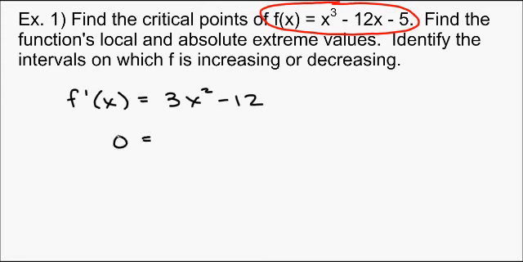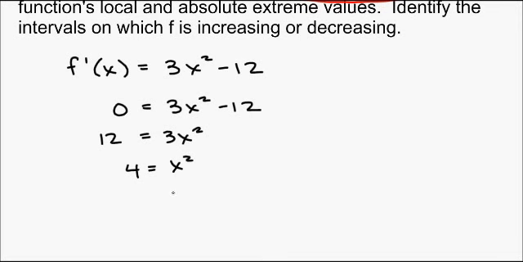So I'm just going to set this equal to 0, and I'm going to solve for x. So I add 12, divide by 3, and I get x is plus or minus 2. So these are my critical points. x is plus or minus 2. And this is dividing my graph into intervals.